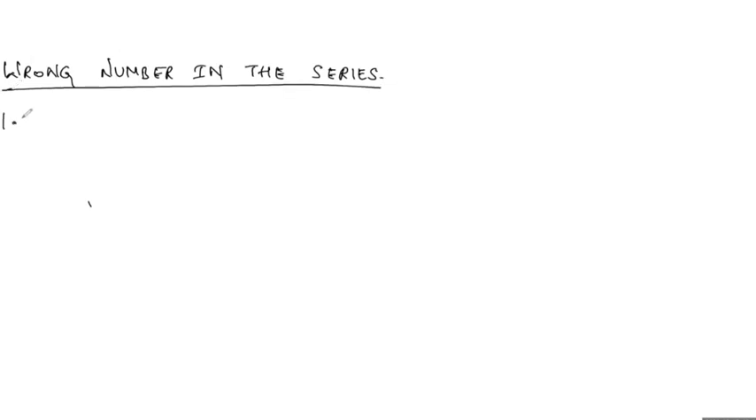First one is 23, 27, 28, 36, 63 and 127. This is the question. In this series you should find out which is the wrong number. So first step, what is the first step? Subtraction. Yes, the series is in ascending order, so we should do subtraction.